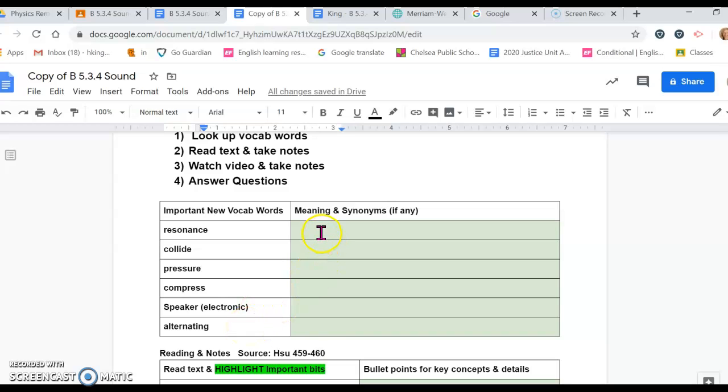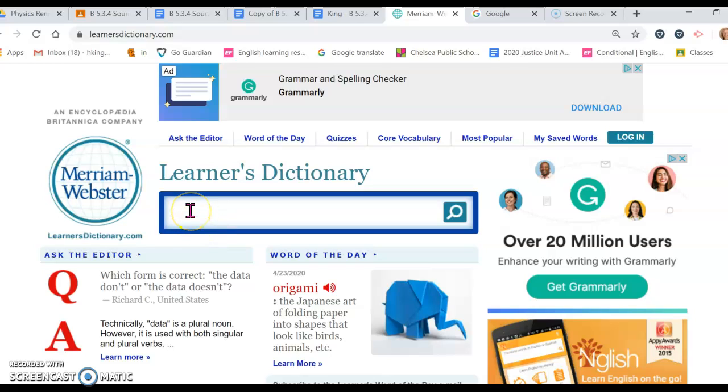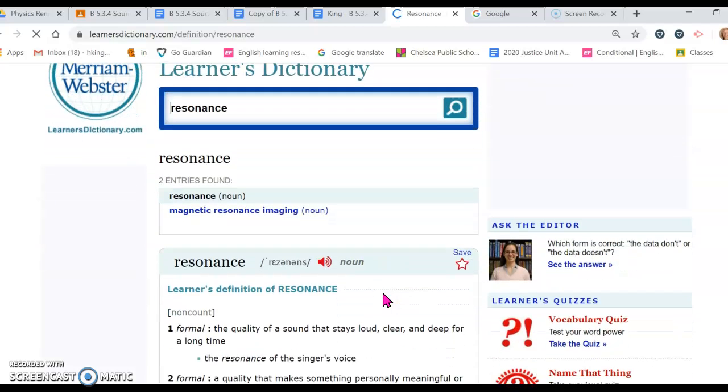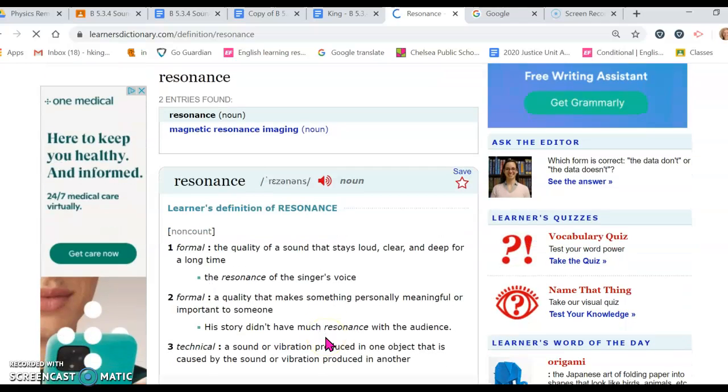Your first step on this work is going to be using your dictionary or Google to look up the meaning of these words and fill in the definitions. I'm going to do the first one with you. I'm going to use my Merriam-Webster Learner's Dictionary. I've got the link open, and I'm going to type in resonance. I see it's a noun, and it says the quality of a sound that stays loud, clear, and deep for a long time. The resonance of the singer's voice.